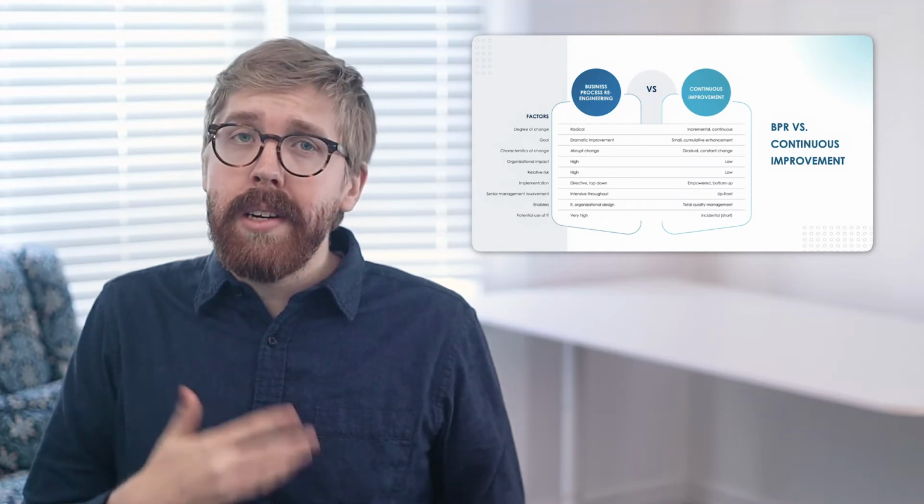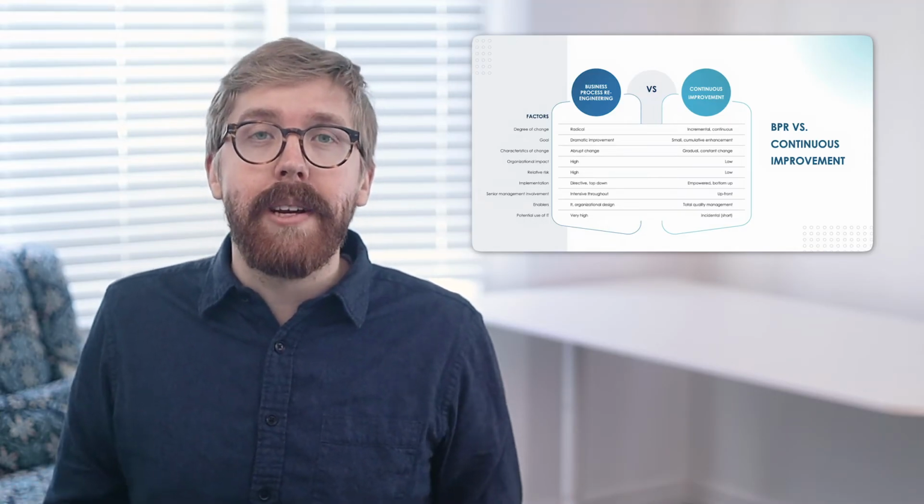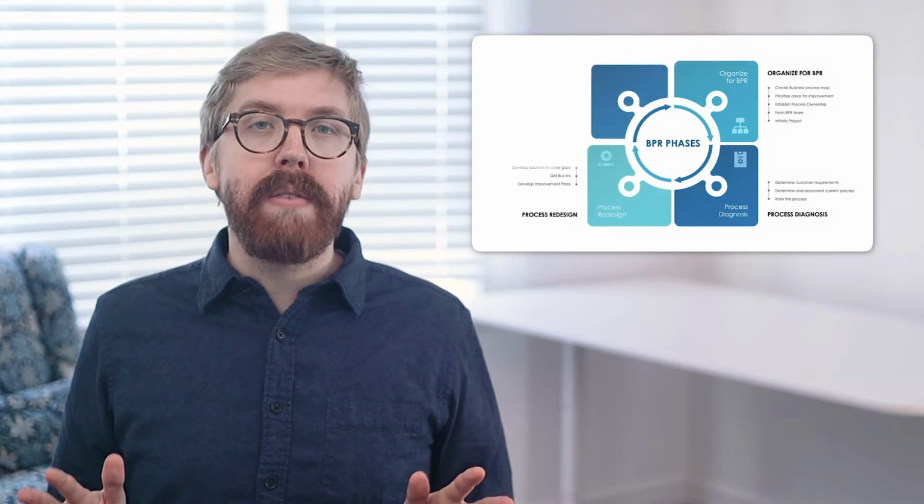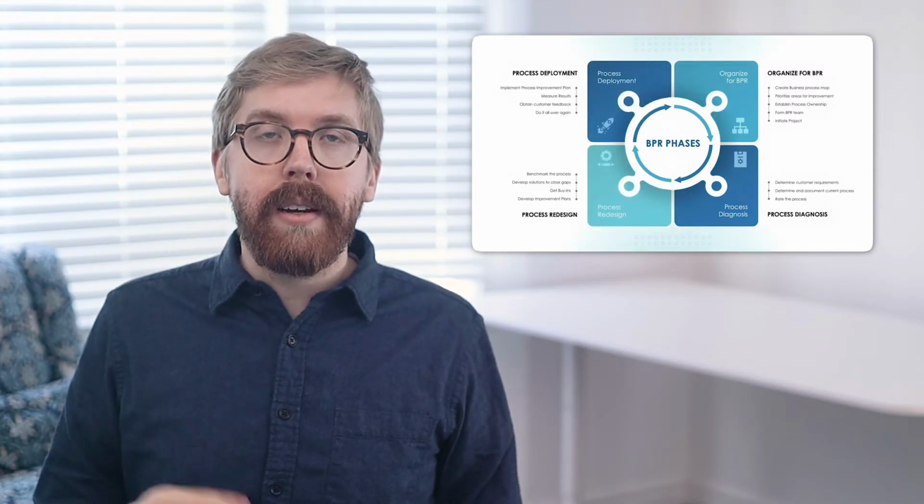BPR is different from continuous improvement as it fundamentally redesigns the company's internal structures. Where continuous improvement attempts to make subtle enhancements to create gradual change, BPR makes radical changes for high-impact, dramatic improvements. BPR can be divided into 4 stages that are repeated in a loop.